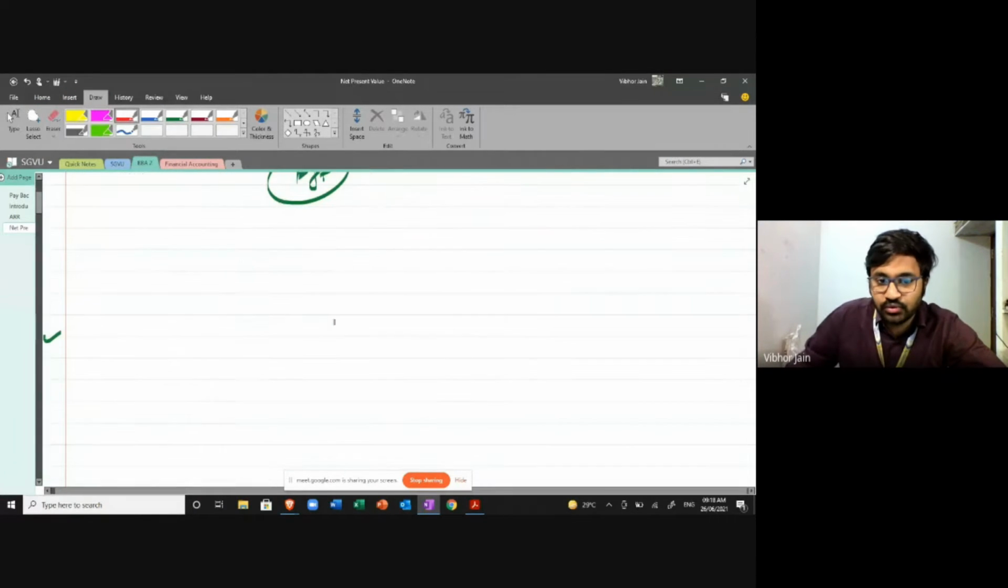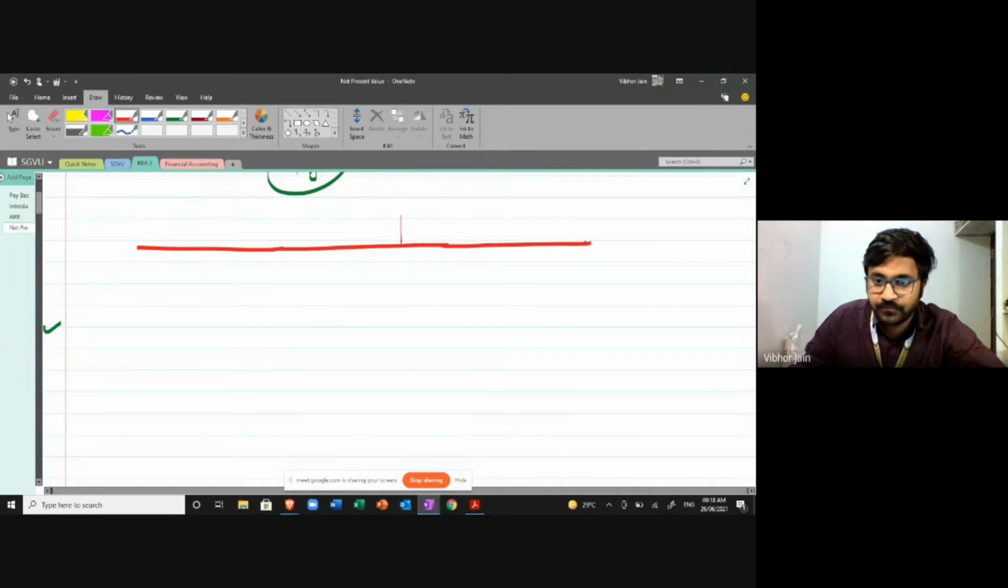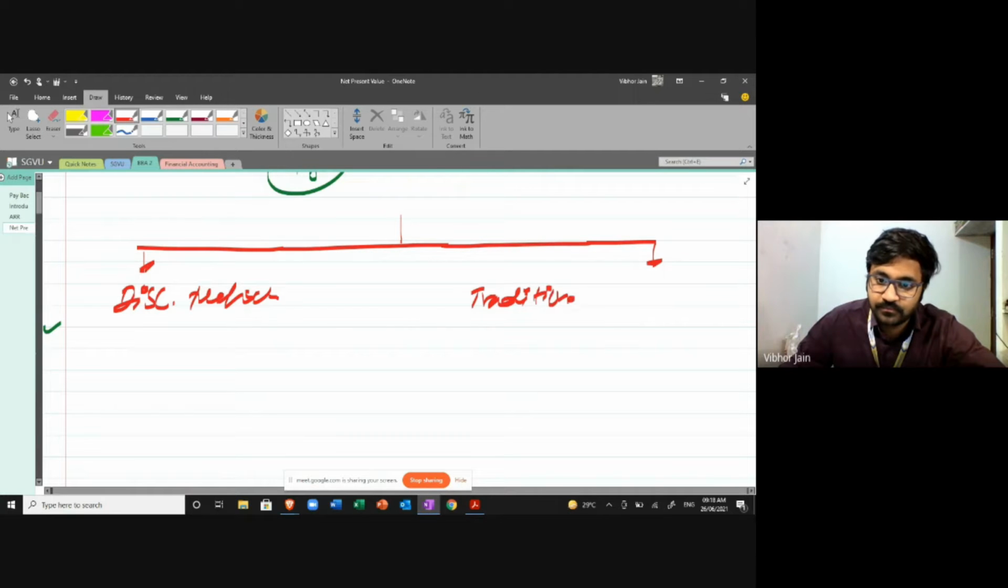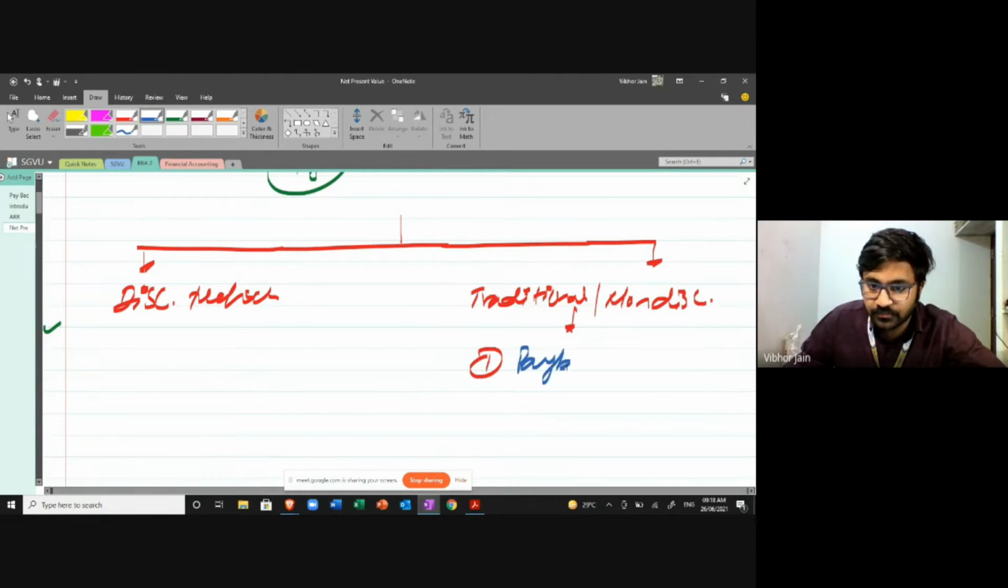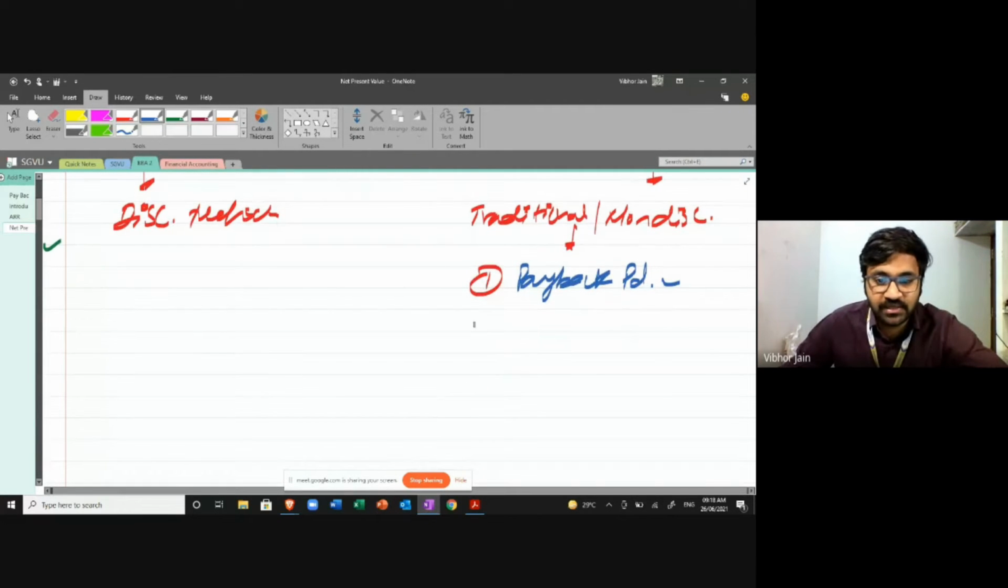So we have basically two types of techniques: discounting techniques, and the other one is traditional or non-discount. In traditional, there are two techniques. First is payback period that we've already covered. Shorter the payback period, the better it is. And we are going to select the investment proposal which has the shortest life or the shortest payback period.